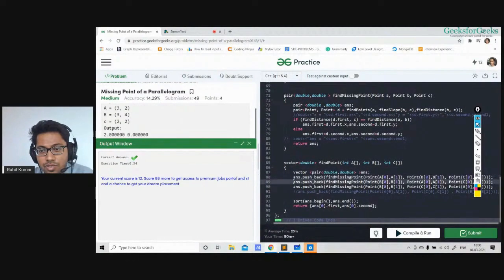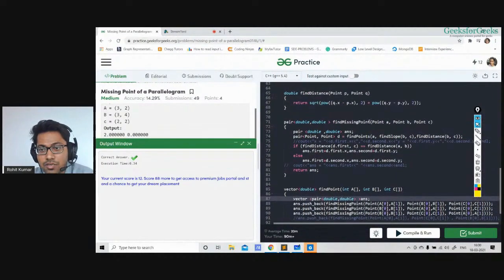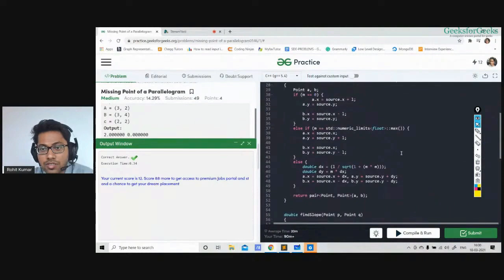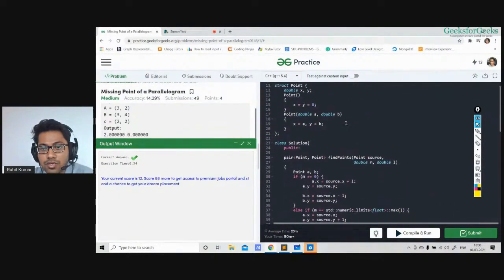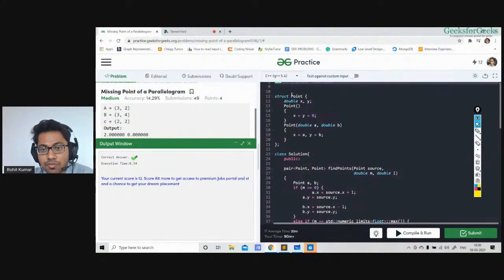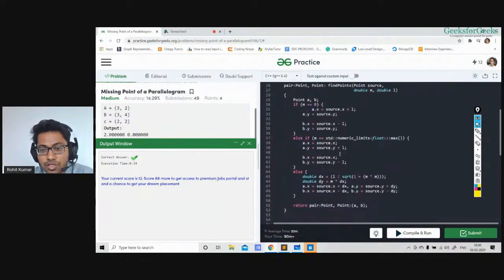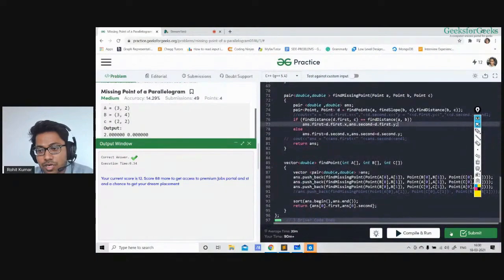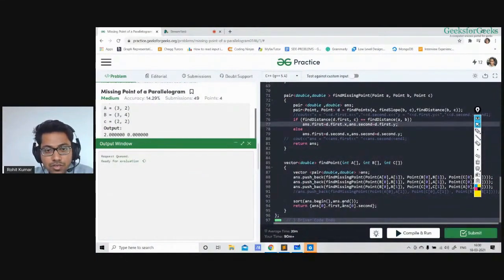You have again three calls. You have a vector instead of an array list. You have the same method, find missing point, you're calling find distance, find slope, find distance. You're checking the distance, right? Same logic in find points. Over here you have struct point instead of class. We took a class over there in Java, and if I run this program also, you will get the answer. There you go, and you could notice that the execution time of C++ is less than Java.